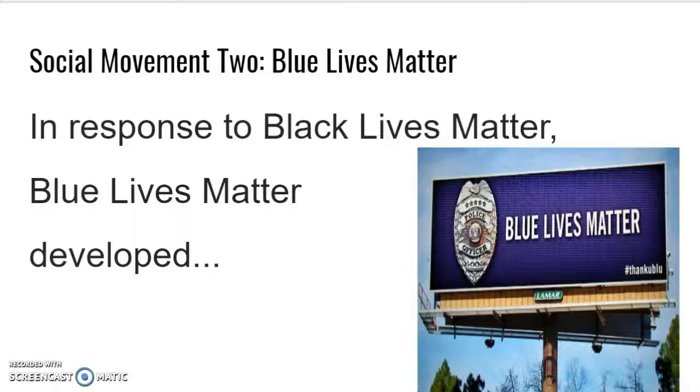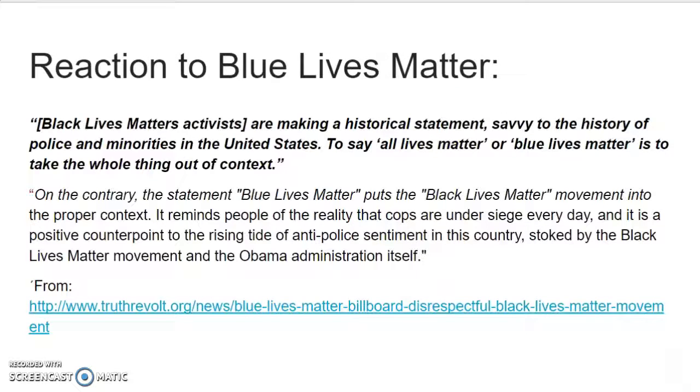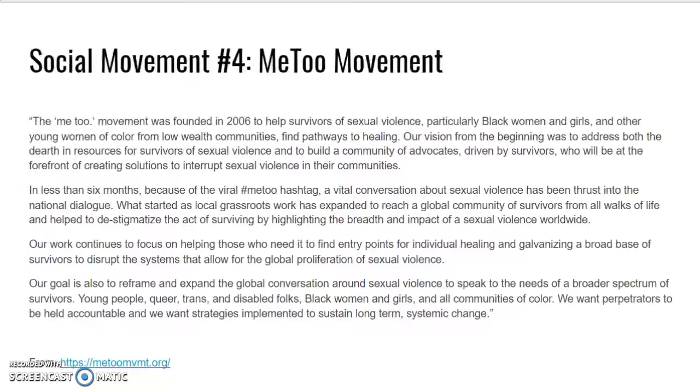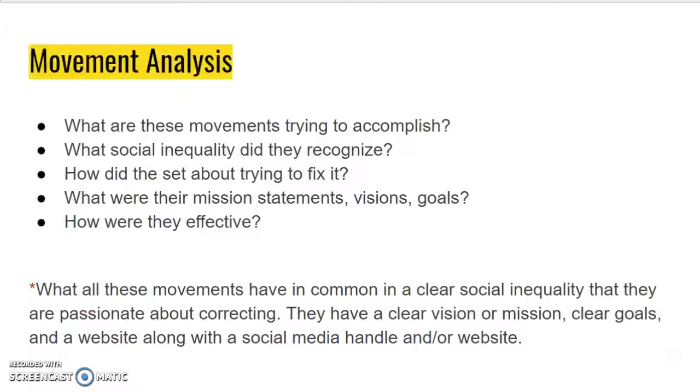The second social movement that they will take a look at is the Blue Lives Matter, which we know spun off of the Black Lives Matter movement. So they'll actually see the evolution, see maybe some feedback from the media about this particular movement. And then the third social movement that they'll take a look at is All Lives Matter, which again was spun out from the prior 2. So they'll take a look at the whole evolution of these 3 movements, do some research about it, and then look at a more recent movement. Even though it started in 2006, we know the Me Too movement recently in the last year or so has taken off and has gotten a lot of national conversation about it.